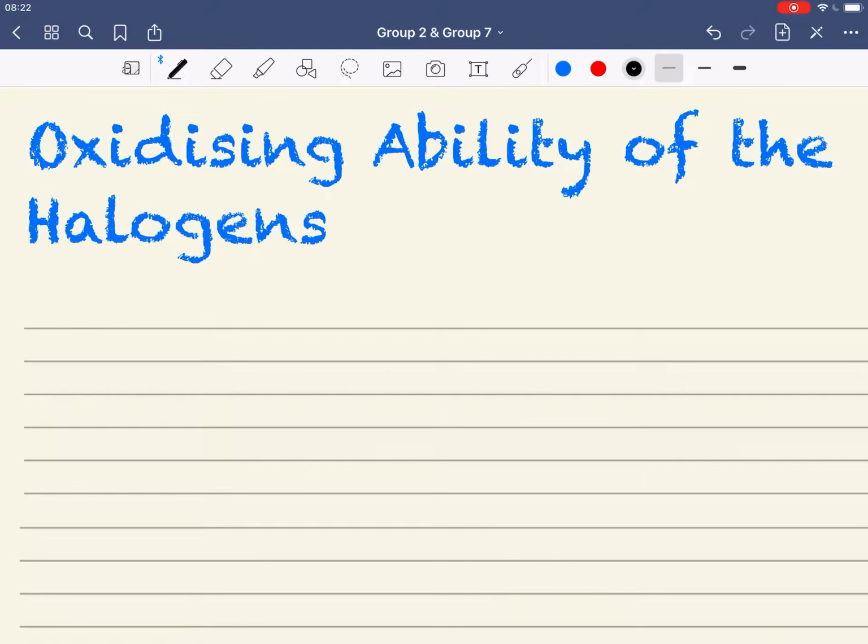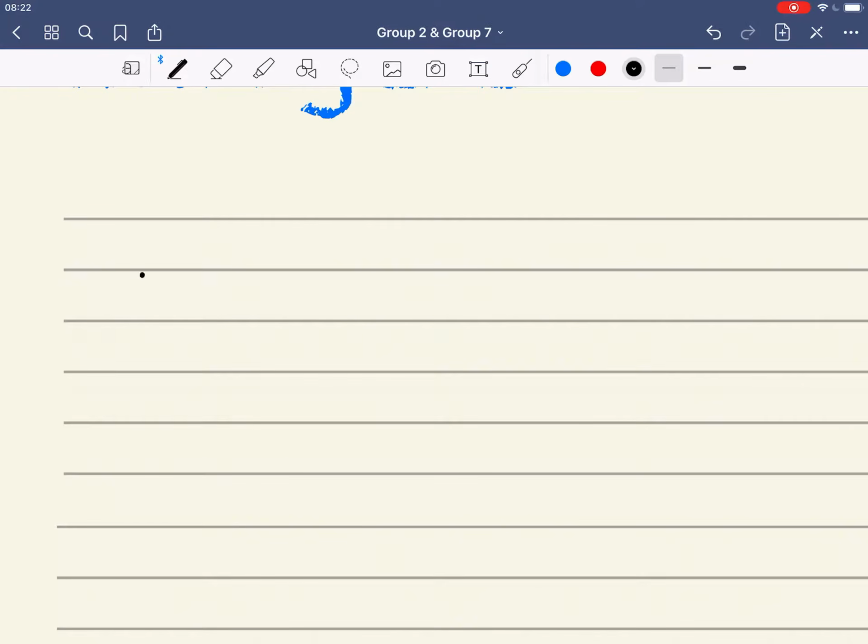Here we're going to look at the oxidising ability of the halogens. Now, all the halogens are oxidising agents. They all have the potential to gain electrons according to the following half equation where X is any halogen. So all the halogens potentially can gain electrons to form halide ions.